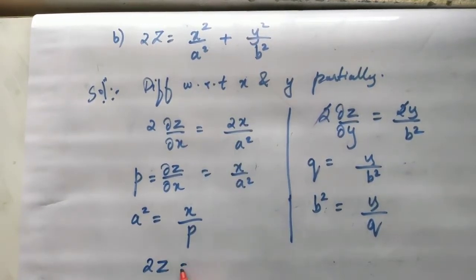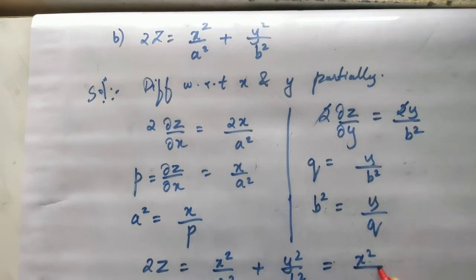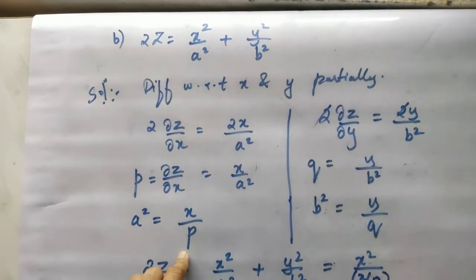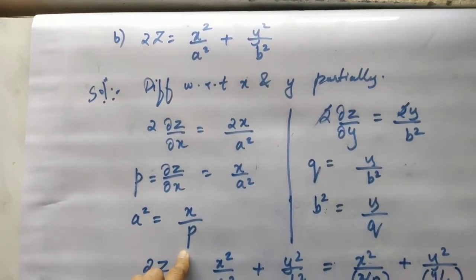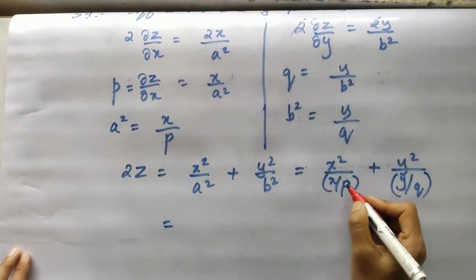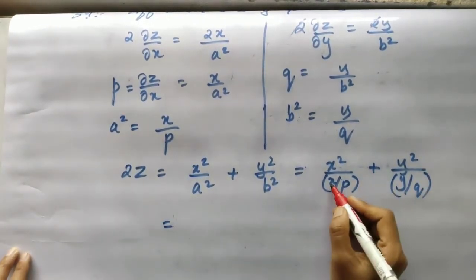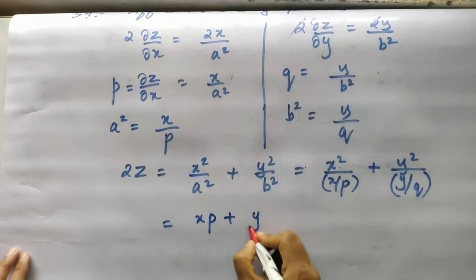So you are given 2z is equal to x square by a square plus y square by b square. So x square as it is, divided by the value for a square, which is x by p. So it will be x divided by p, plus y square divided by y divided by q. Okay, you see this? Yes. Now this is equal to, this p goes to the numerator, q goes to the numerator. When x gets cancelled, you will have x into p plus y into q.